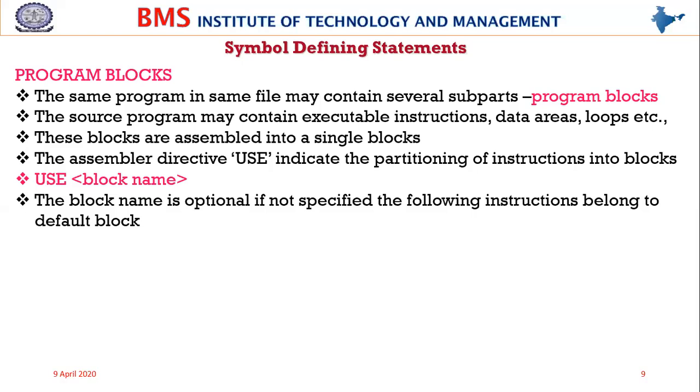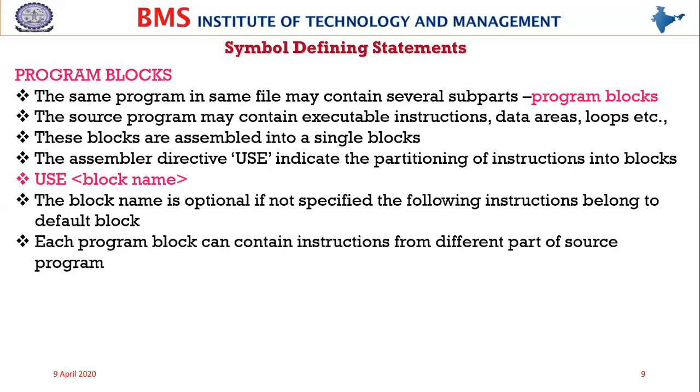The assembler directive USE starts with USE followed by the block name. The block name may be any name that the user can give, which is going to initialize your location counter to 0000. And if the USE directive is used without a block name, the instructions will belong to the default block. That's how it is specified.